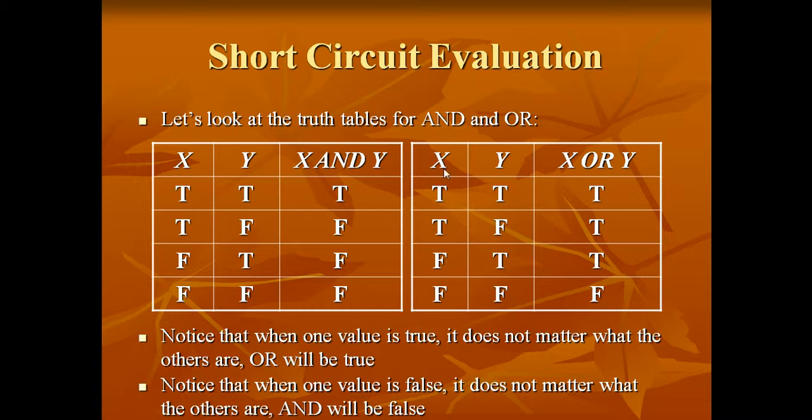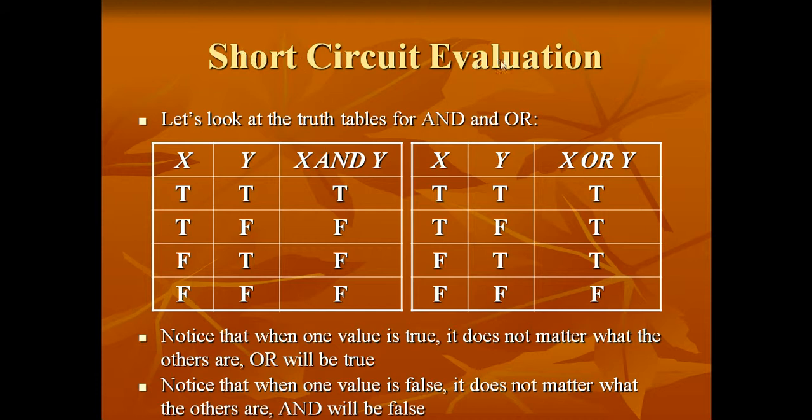So if we look at the AND statement, the only way that it's true is when both of them are true. As soon as I know one statement is false, there's no need to continue evaluating. It's going to end up being false. Similarly for OR, I only need one thing to be true. As soon as I know one value is true, I don't have to evaluate the other statements. I know the whole thing is going to be true. And that's the way that Java works as well.